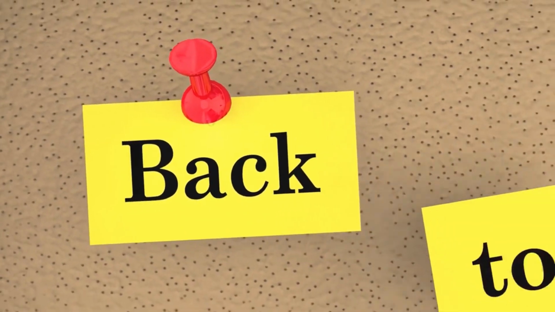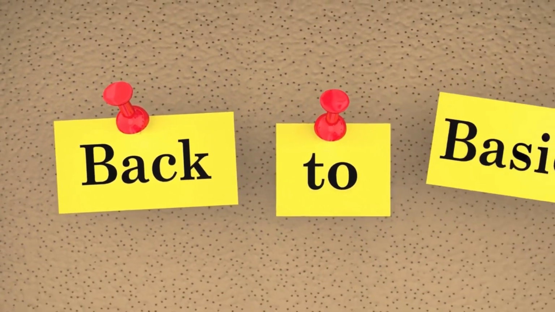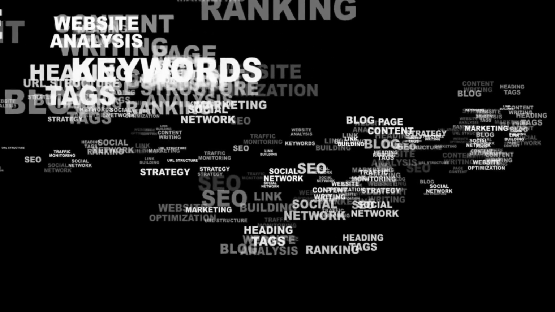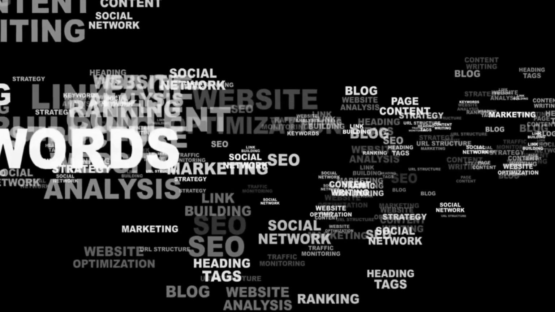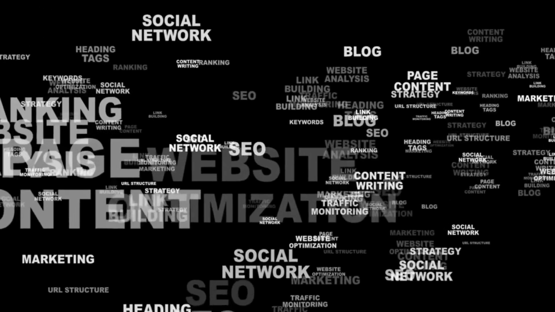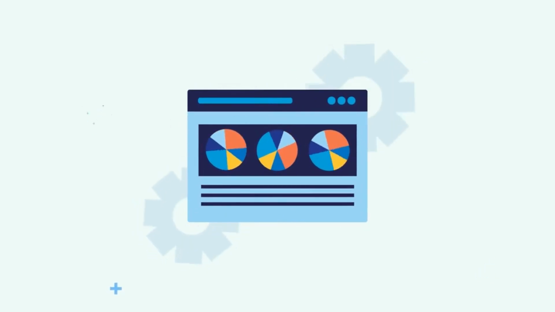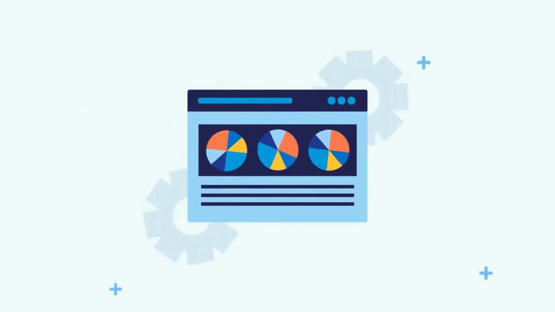Understanding SEO. First, let's go over the basics of SEO. SEO is the practice of optimizing your website's content and structure to rank higher in search engine results pages, SERPs, for specific keywords and phrases. SEO involves a variety of techniques, including keyword research, on-page optimization, and link building.